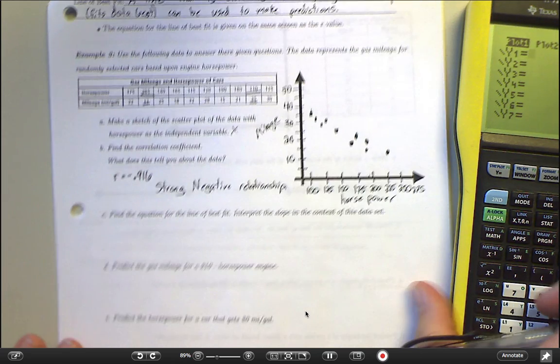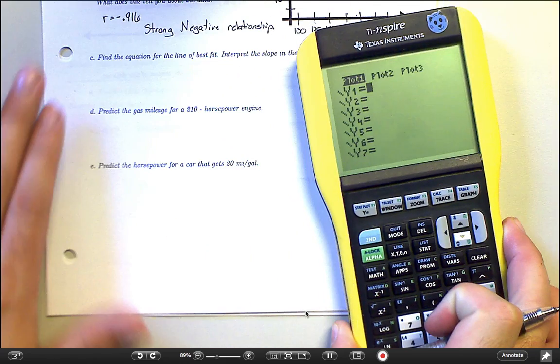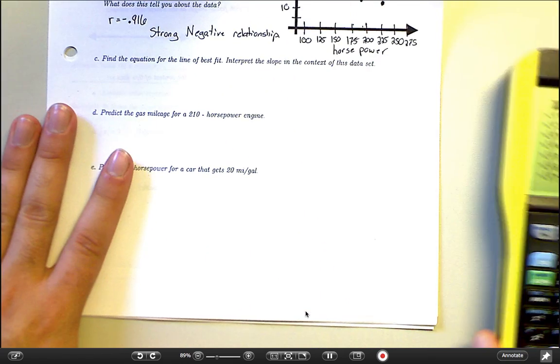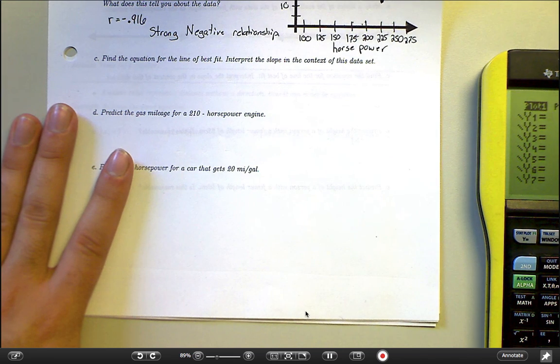Okay. The next part here, part C, is kind of a new part today. Everything we've done up to this point in this example is really still review. But if we look at C, we want to find the equation for the line of best fit, and then we want to interpret the slope in context for that data.